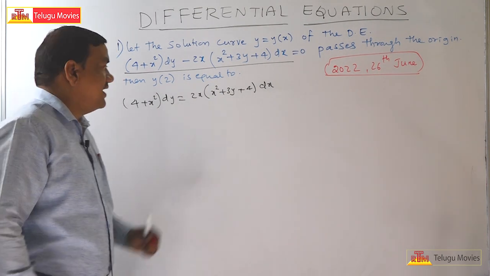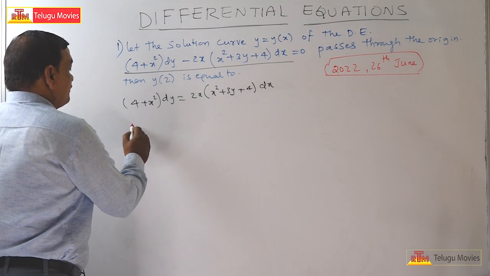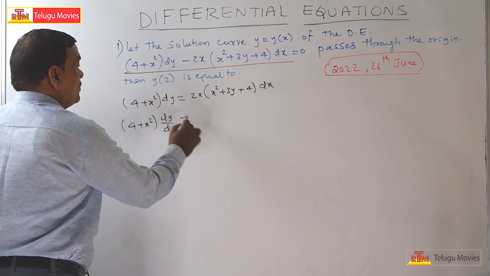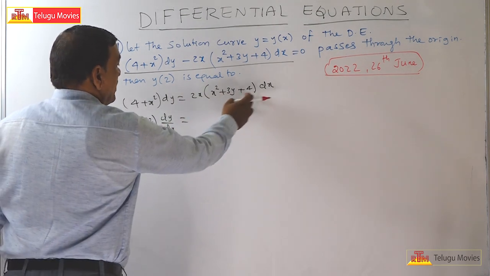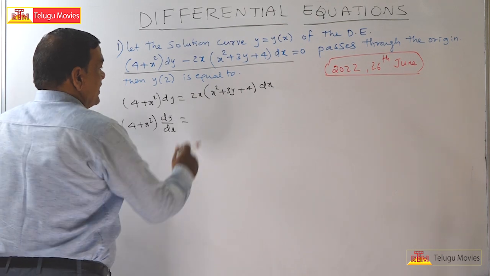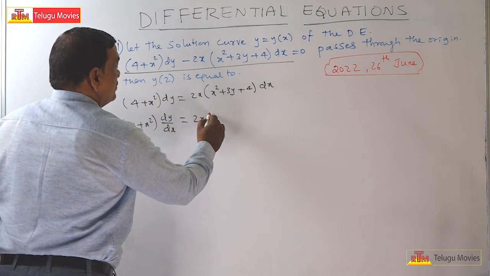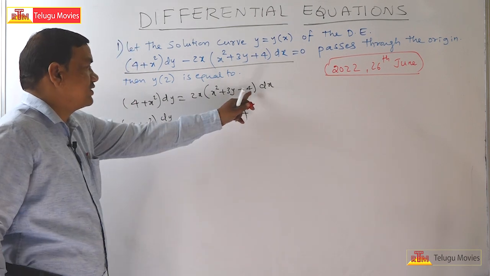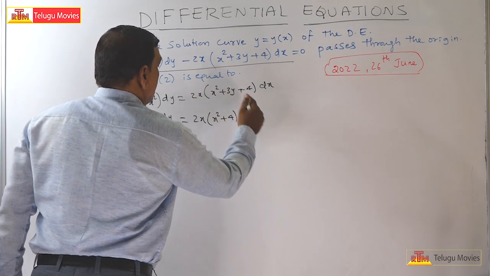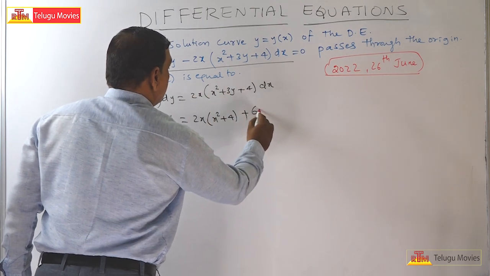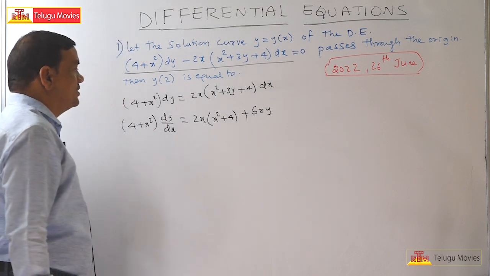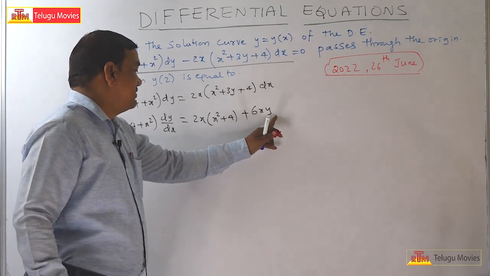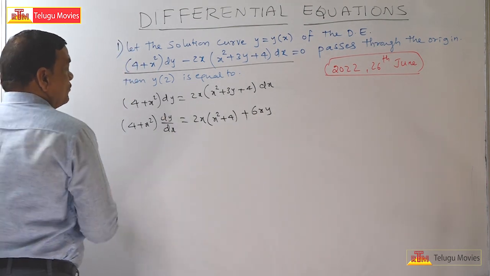We want dy by dx. Take this dy by dx to one side. (4 plus x square) dy by dx is equal to 2x into (x square plus 4) plus 2x into 3y, which is 6xy. And take this 6y to this side.